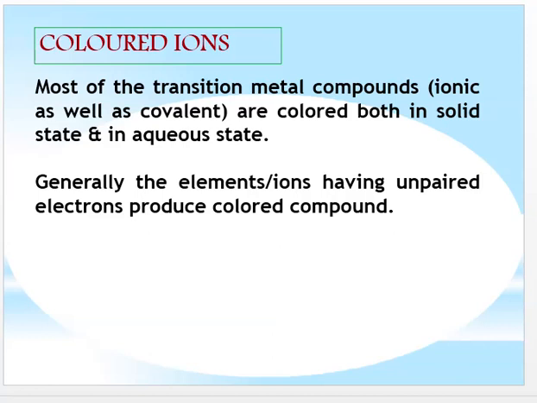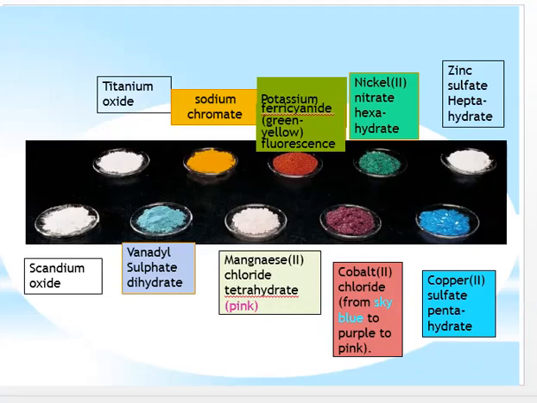About the colored ions, most of the transition metal compounds, ionic as well as covalent, are colored both in the solid state and in the aqueous state. Generally, ions having unpaired electrons produce colored compounds. From our slide, you can see some compounds. For example, titanium oxide, scandium oxide, and zinc sulfate heptahydrate are colorless, but sodium chromate has yellow color.